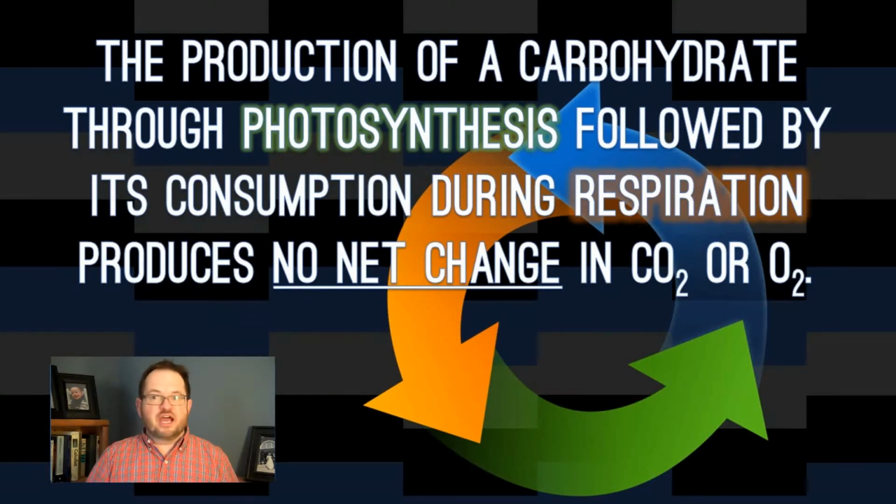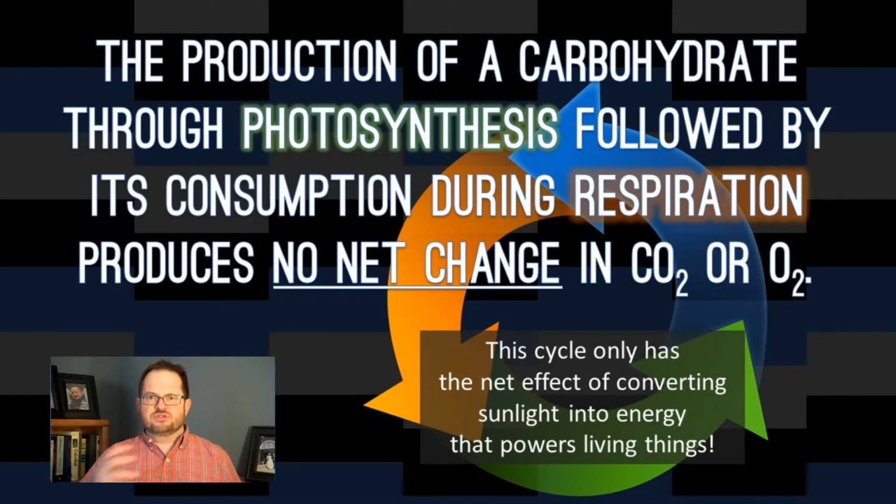And the production of a carbohydrate through photosynthesis, followed by its consumption by the process of respiration, produces no net change of either diatomic oxygen or carbon dioxide. This is just a natural cycle that's part of the land biosphere. It only has the net effect of taking sunlight and converting it into a form that animals can use, and all living things can use for their power, whether that's motion or warmth or whatever.